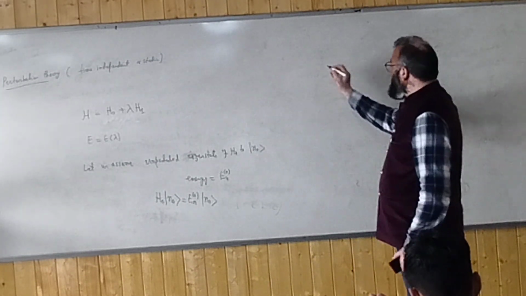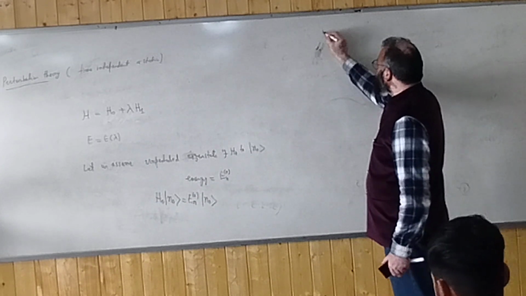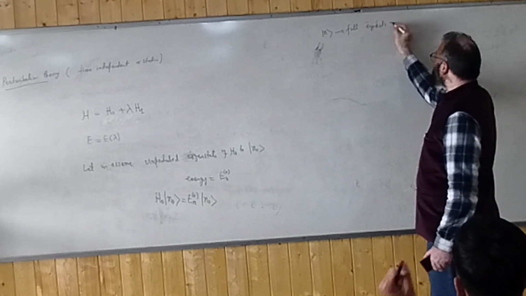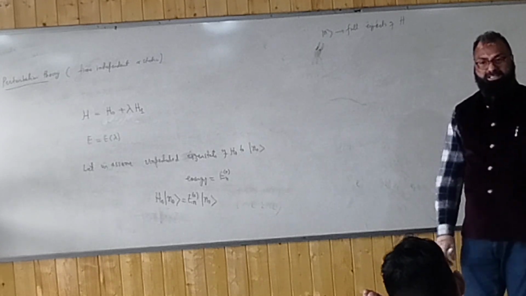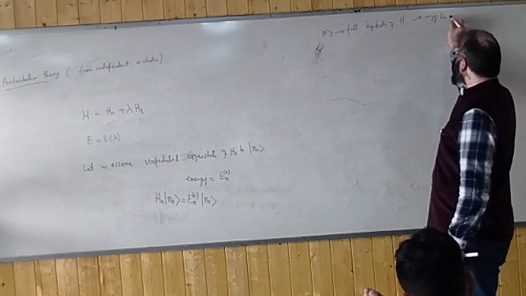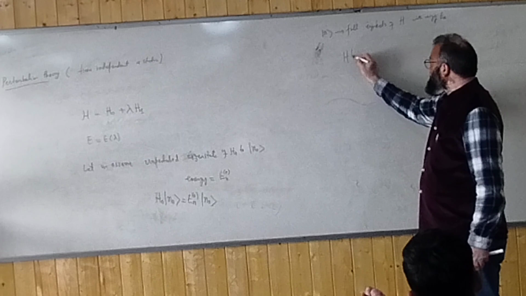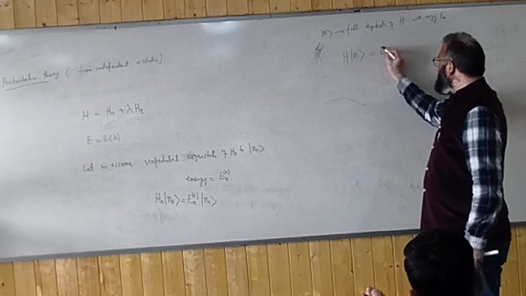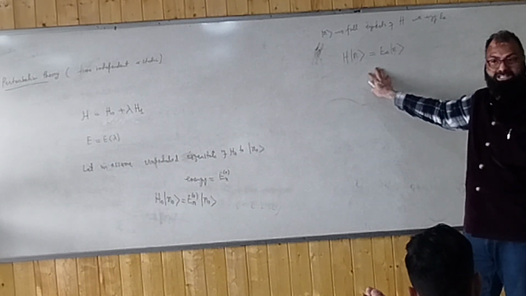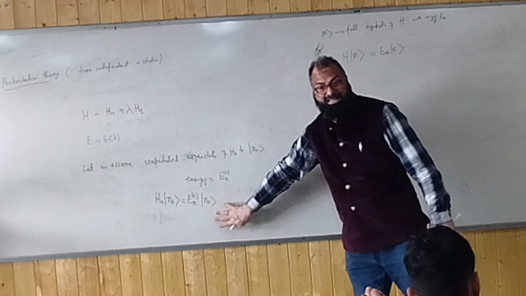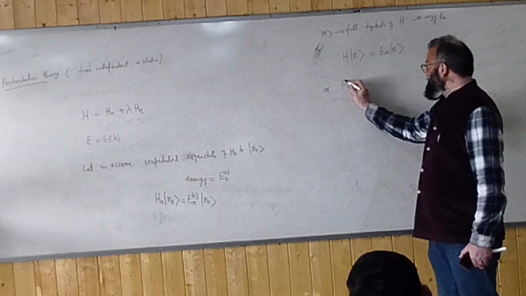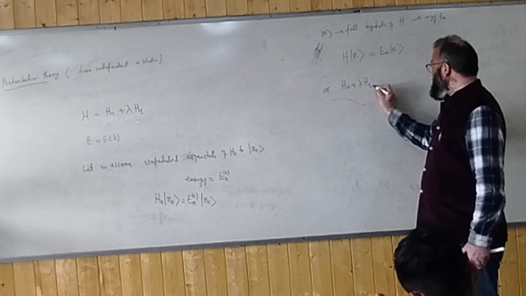Let's go ahead. Our problem is to solve for the full eigenvectors of H with energy E. So we have H|n> = E|n>, and this is the equation we need to solve, where H is H0 plus lambda H1.